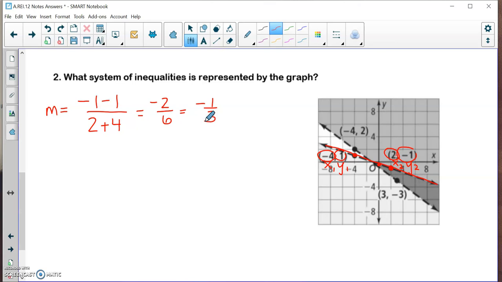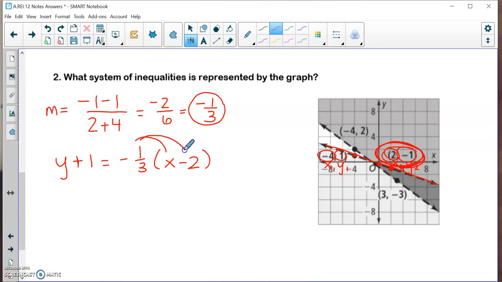Now I'm going to write an equation in point-slope form using my slope and using one of the red points. It does not matter which one. I'm going to use this one here, (2, -1), and I'm going to write my equation as y minus the y value of that point. Y minus a -1 is really a +1, is equal to my slope times x minus the x value of that point, which is 2. Now I'm going to convert this into slope-intercept form.